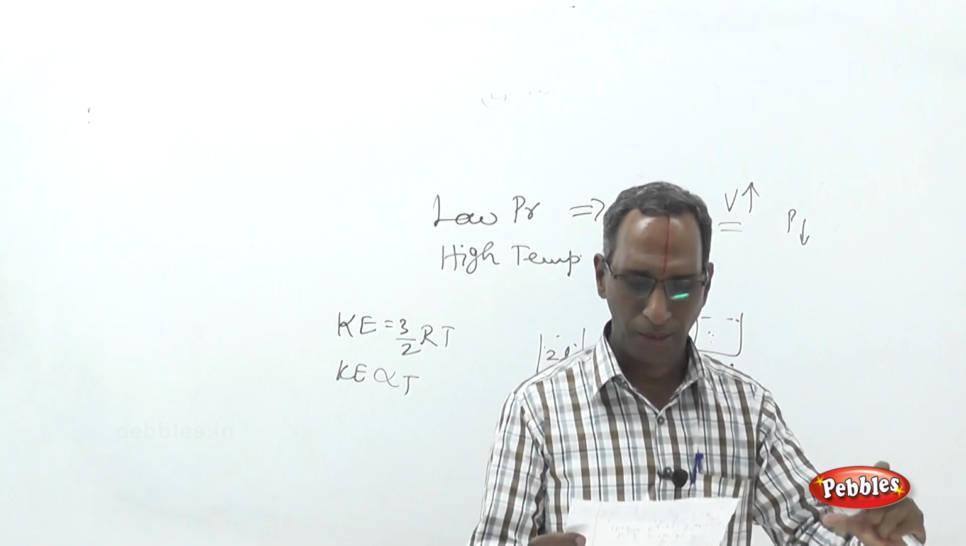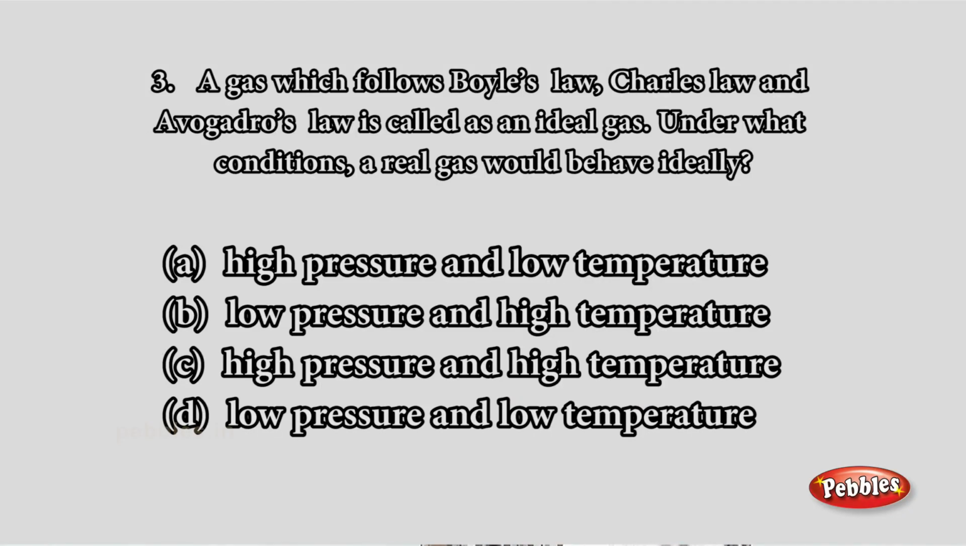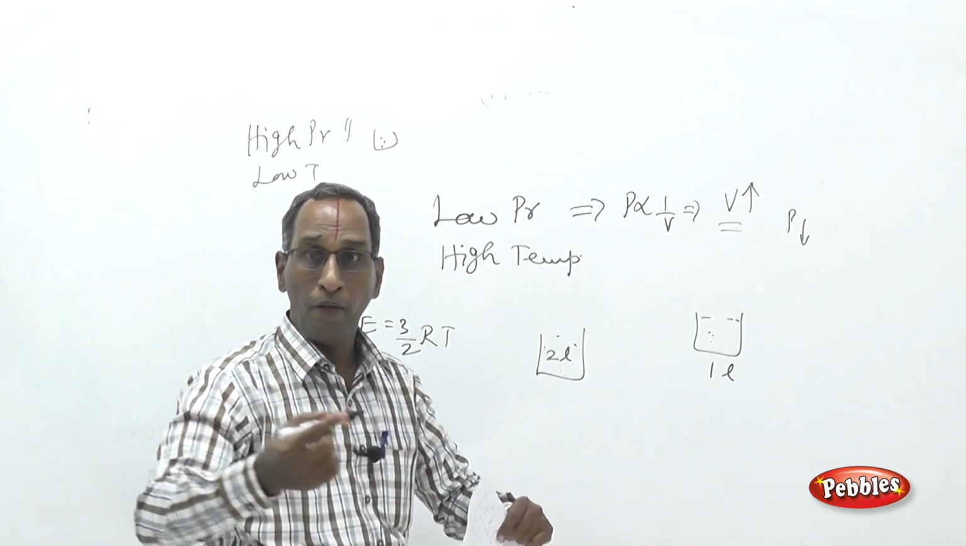Actually the question reads, a gas that follows Boyle's law, Charles law, and Avogadro's law is called an ideal gas. Under what conditions would a real gas behave ideally? The first choice is given as high pressure. High pressure means volume will be very low.